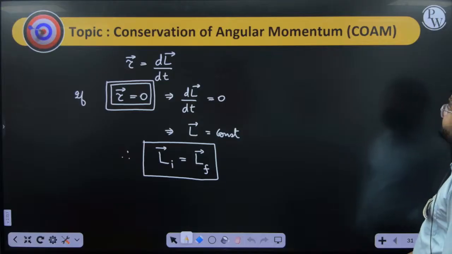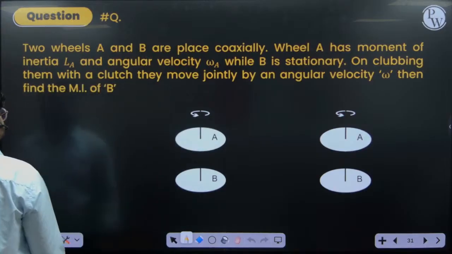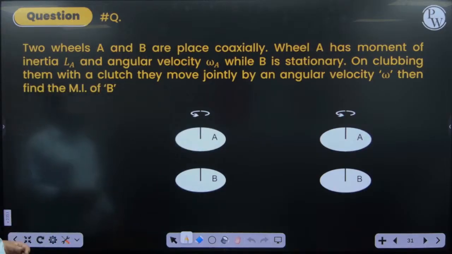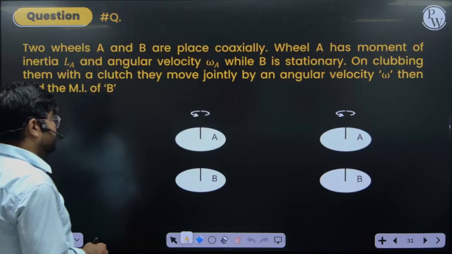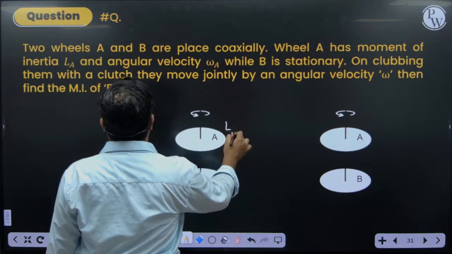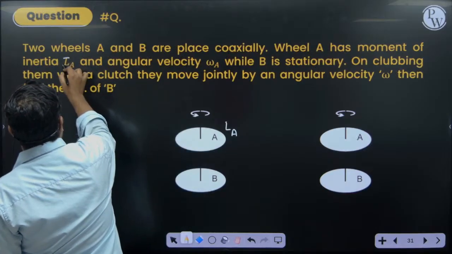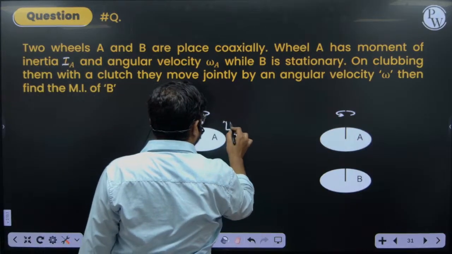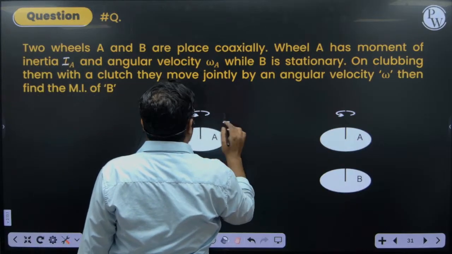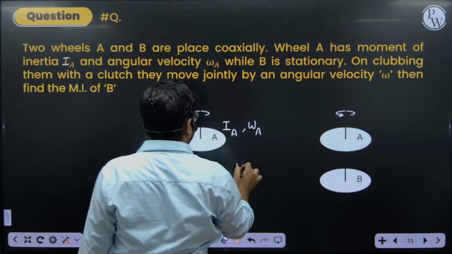Moving forward, let us see a question here. Two wheels A and B are placed coaxially. Wheel A has moment of inertia IA and angular velocity omega A. Actually, they have given us LA, but it should be IA, so let us just change it to IA. B is stationary, so omega of B is 0.